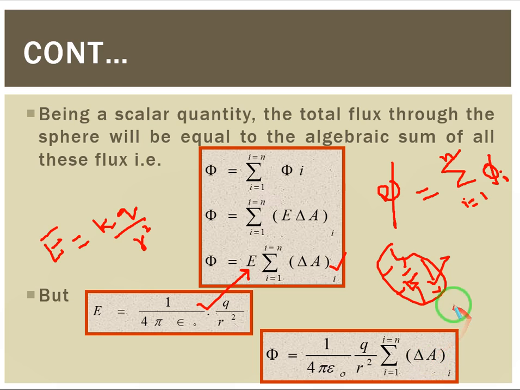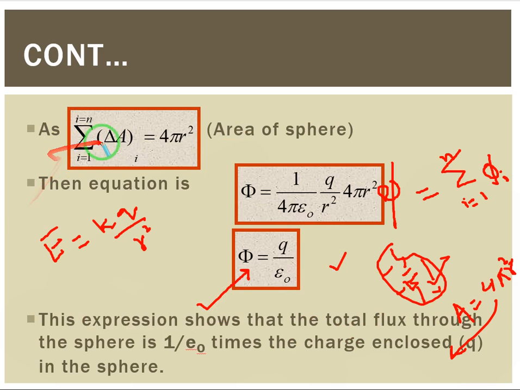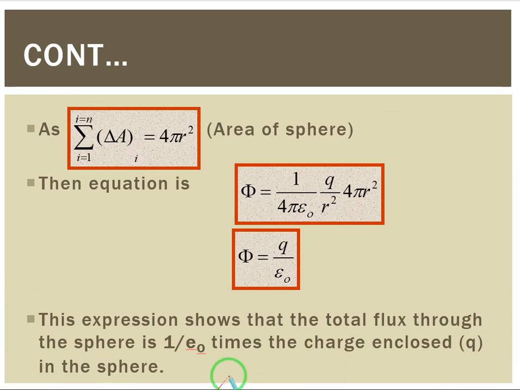What should be the area of a sphere? If you remember, the area of a sphere is equal to 4 pi R square. So put 4 pi R square here. So the equation will be flux equals 1 divided by 4 pi epsilon naught, Q divided by R square, and in place of area we put 4 pi R square. Just solve the equation. Pi will cancel, R square will cancel, 4 will cancel, and the result is flux equal to Q divided by epsilon naught.